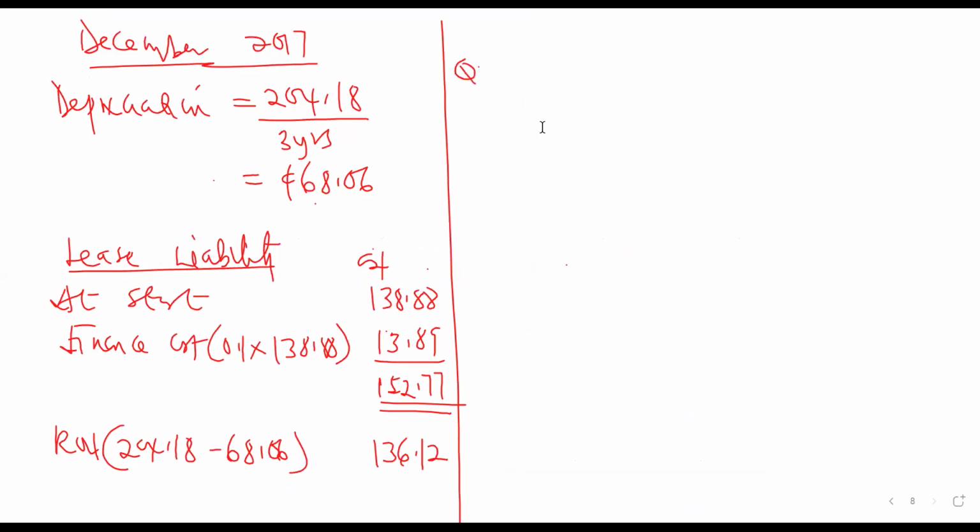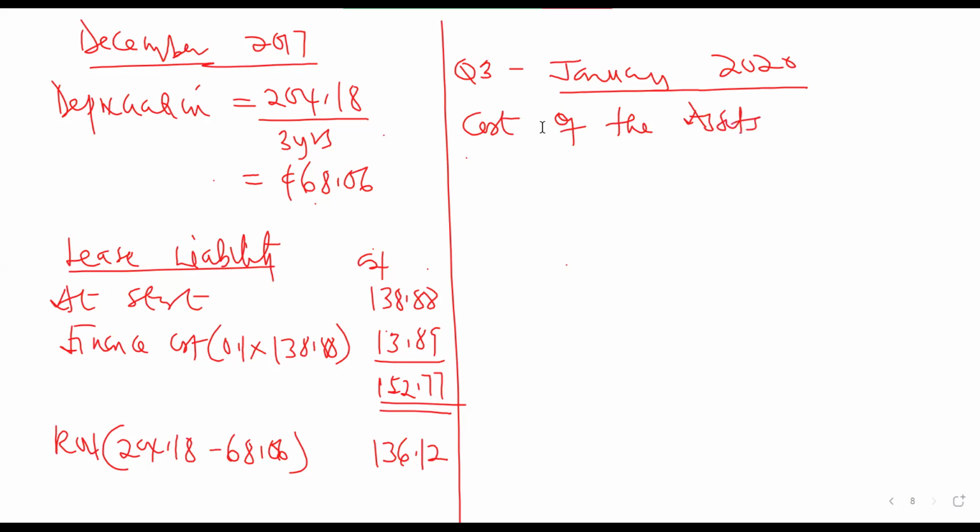So this will be question number 3, dated January 2020. We have the cost of the asset at that date. The cost of the asset will be the purchase price, which is 3,000 million. How do we treat the dismantling cost?